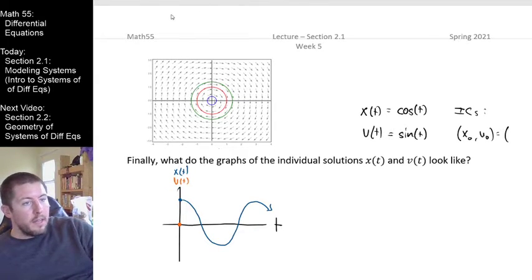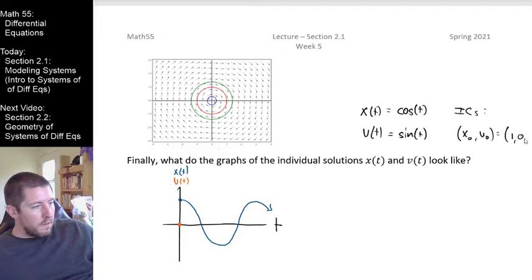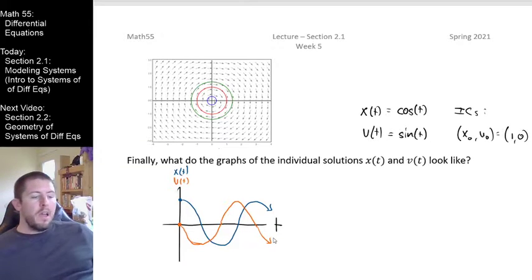You should notice then that my x graph, the cosine graph, did indeed start at a height of 1. My sine graph, the v graph, did indeed start at 0 right here. And now I can go ahead and draw my negative sine graph. Reaching the minimum right there, crossing right there, reaching the maximum there. So it should be looking pretty much just like this right here, right?